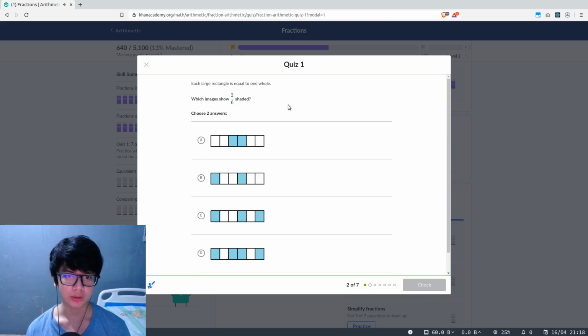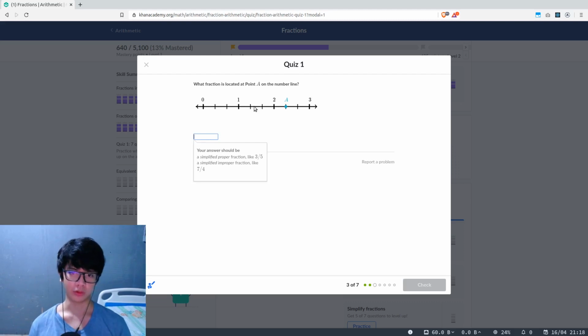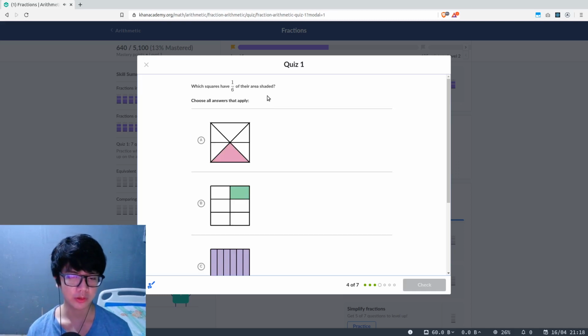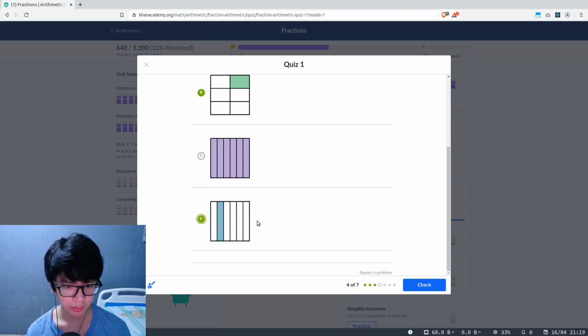Each large rectangle is equal to 1. Which image shows 2/6 shaded? This is 2/6 and this is 2/6 as well. What fraction is located at point A on the number line? Oh wow, it's hard. It's 7/3. Which squares have 1/6 of the area shaded? Choose all answers that apply.